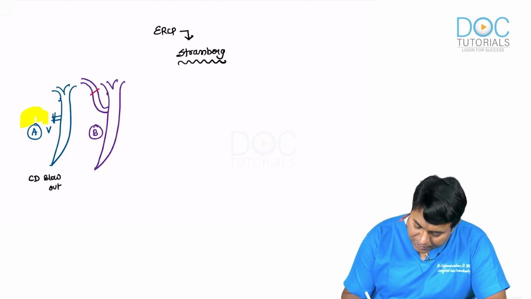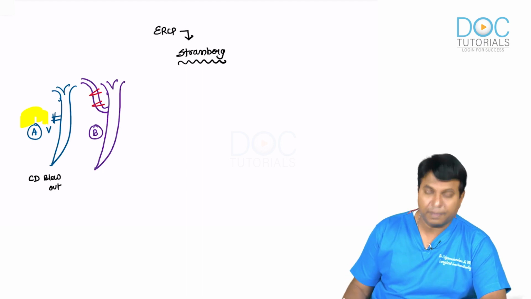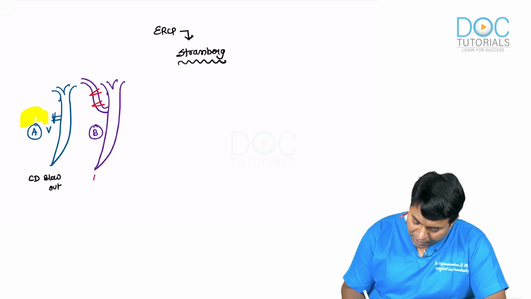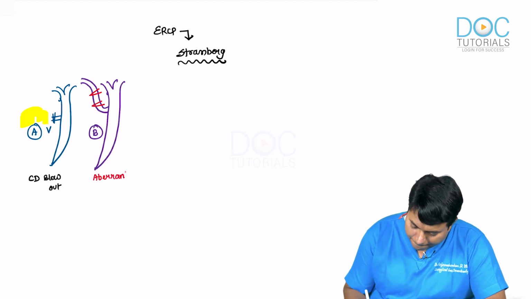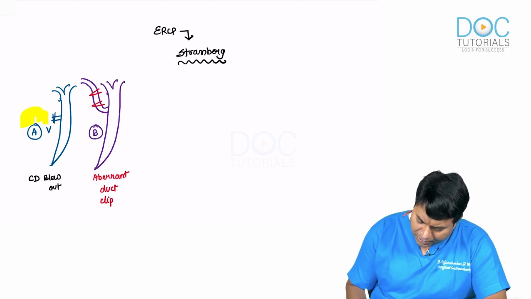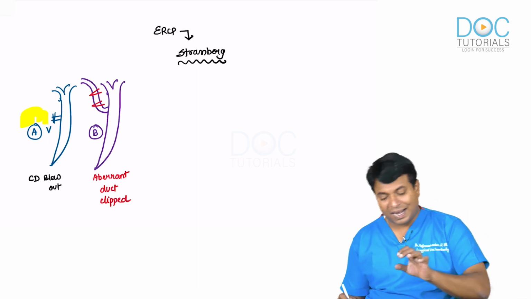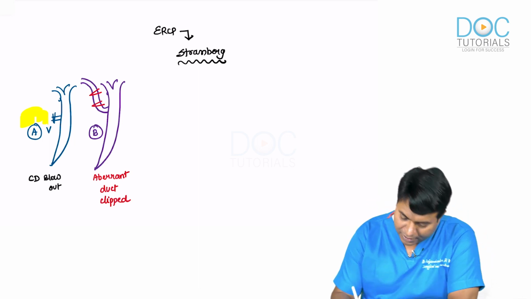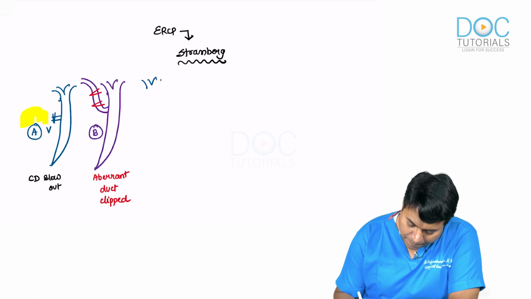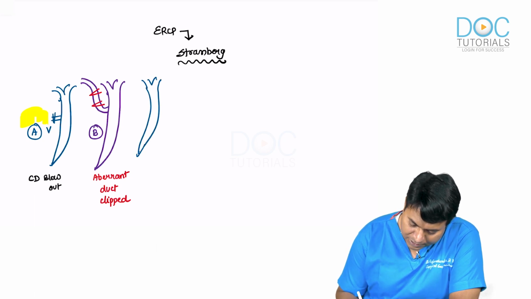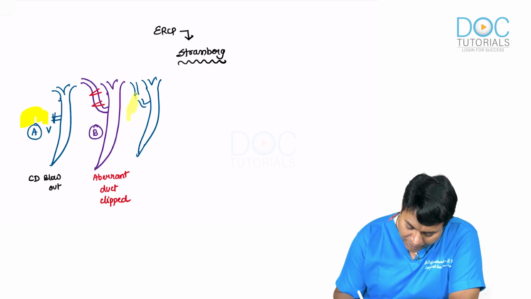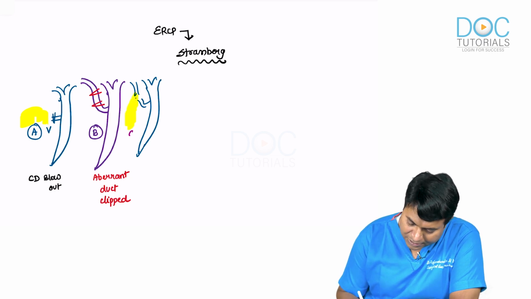This aberrant duct is clipped. So B is aberrant duct clipping. It's a right aberrant duct which is clipped, no leak. In C, the same aberrant duct is cut. So there is therefore a bile leak.